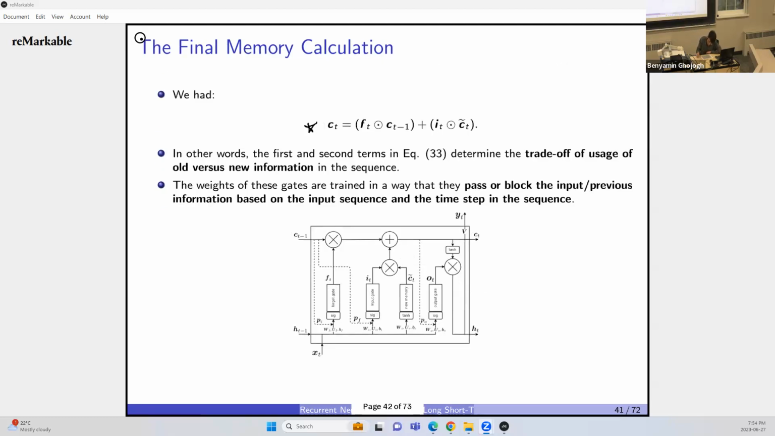So we had this. It determines a trade-off of usage of old versus new information, right? Do you agree? So both of these terms are considering the trade-off of usage of old versus new information. The weights of these gates are trained in a way that they pass or block the input or previous information based on the input sequence and the time step in the sequence. So based on the data itself and also the time step that we are at, it finds out whether it should reduce the effect of the new information or increase it.